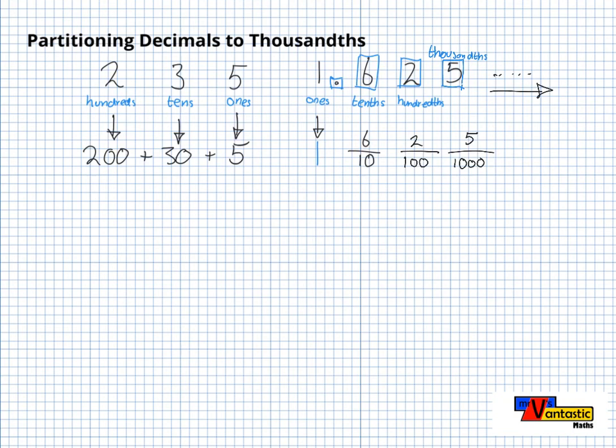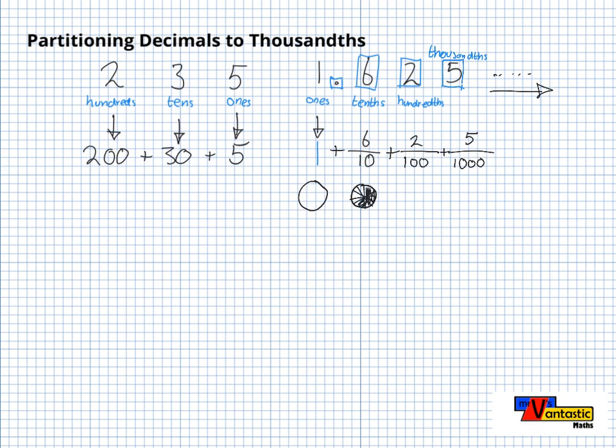And so the number is partitioned by adding up those fractional parts. And what does that mean? Well, it means we have one whole, we have 6 out of 10, so it'll be about that.